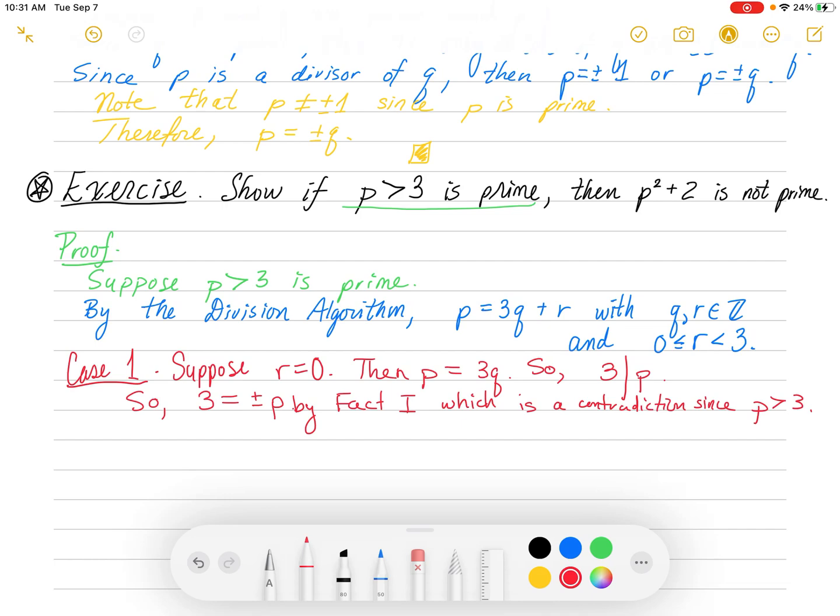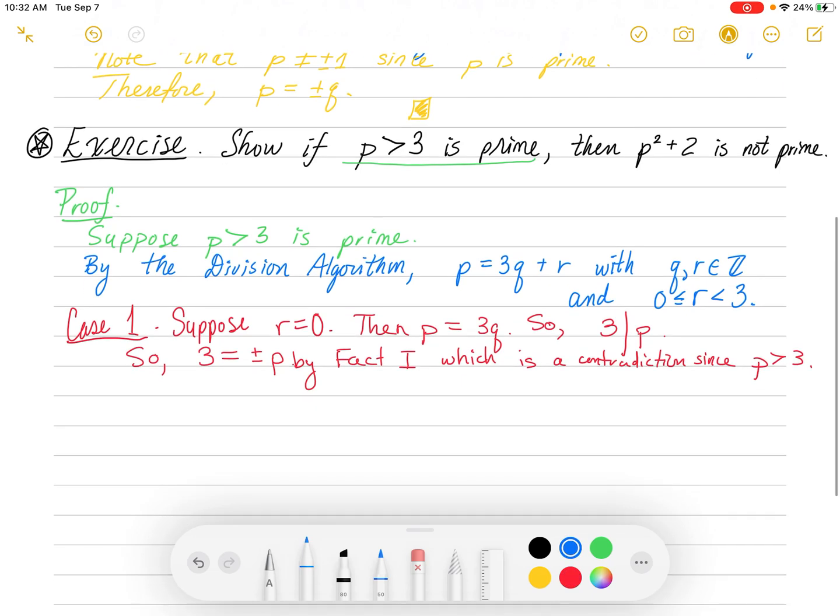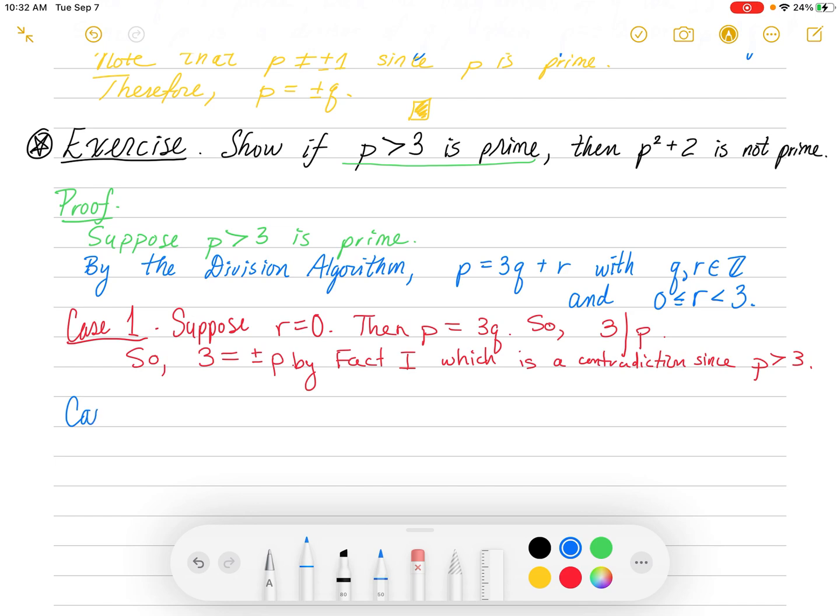Now the other 2 cases we're not going to rule out; we're actually going to work through them. The first case I put in red because we're going to rule it out. In the other 2 cases we're going to show that P squared plus 2 is not prime. So case 2 is when you have a remainder of 1.